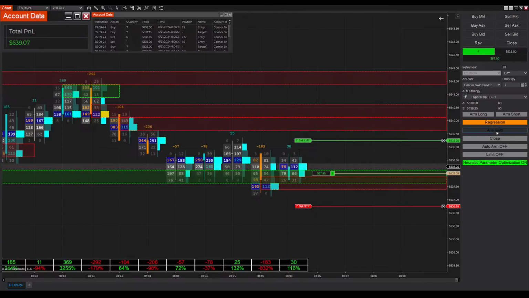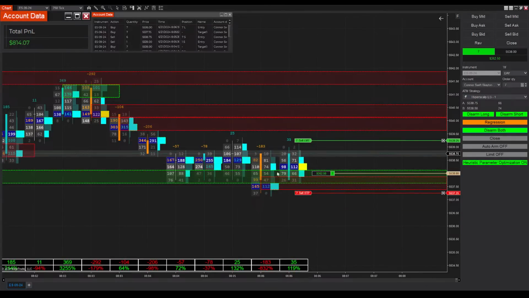And then we just got filled long here. So in regression, this is exactly what we want to be seeing. We want to be seeing a lot of chop around this area. And we're very, very likely to hit our stop chase at least anytime we get filled into trades at this point.